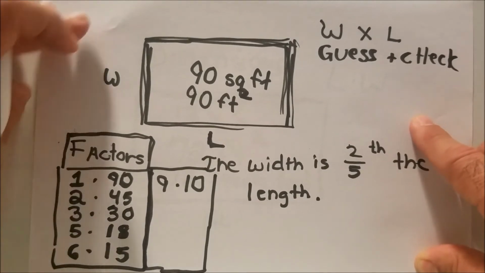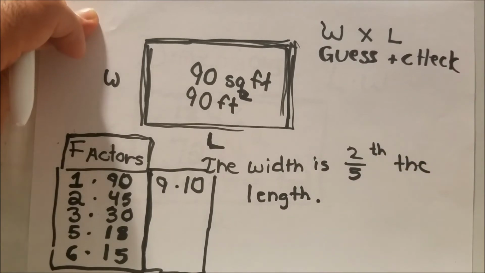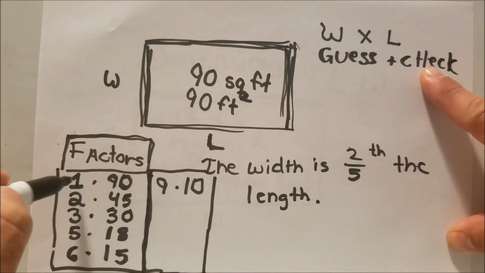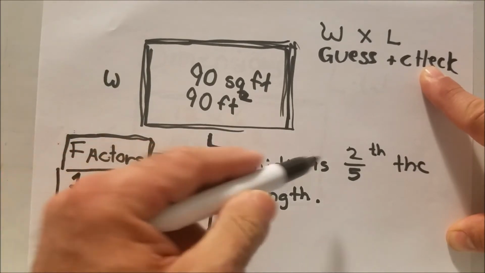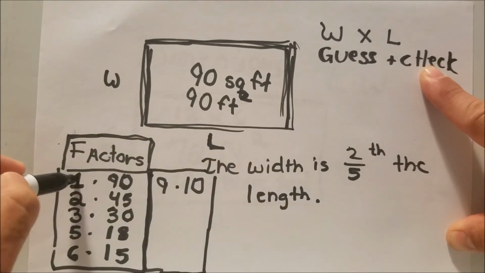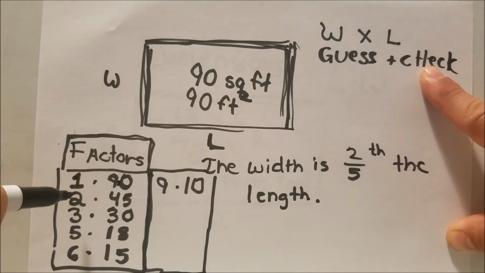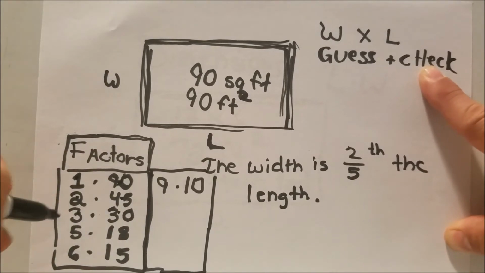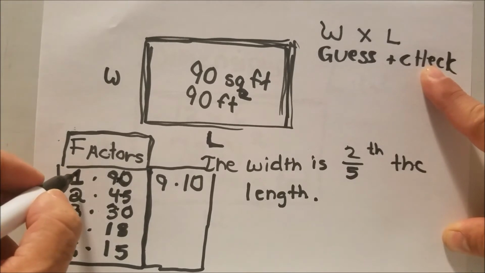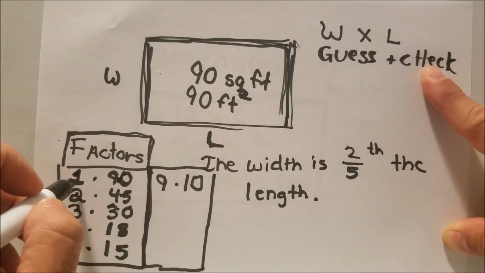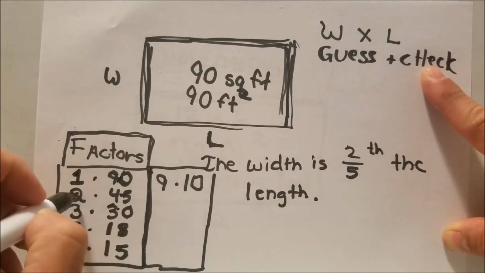All right, so here's the thing we're going to do. We need to know what number in this column, 1 to 9, is 2/5 of its length. So this will be the width. This is the length. The width, the length, right? So what number? We know that 2/5 of 90 is not 1. 2/5 of 45 is not 2.